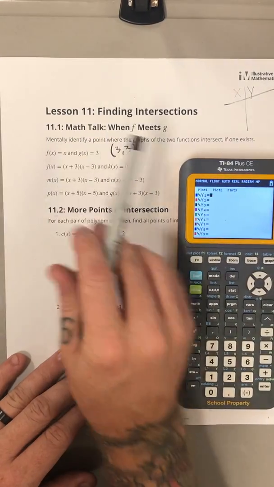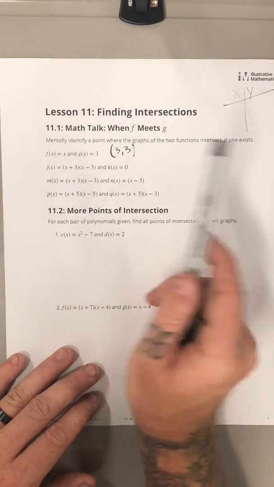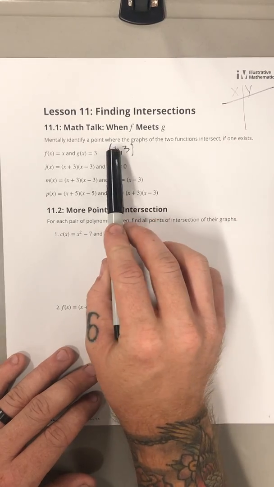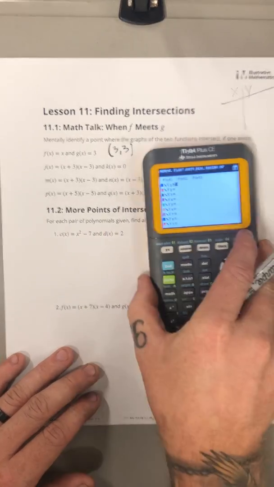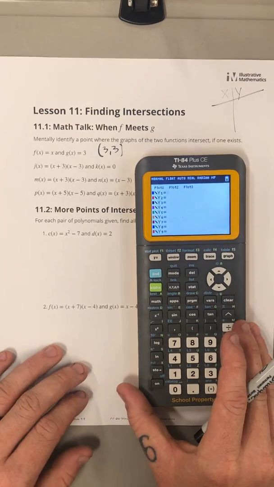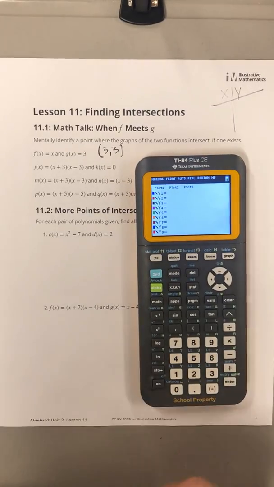So it says to identify a point where these two graphs intersect. And at this one, you can see that it intersects at 3 and 3. So they say to do it mentally. I'm just gonna show you how to do it on your calculator because it makes life way easier.